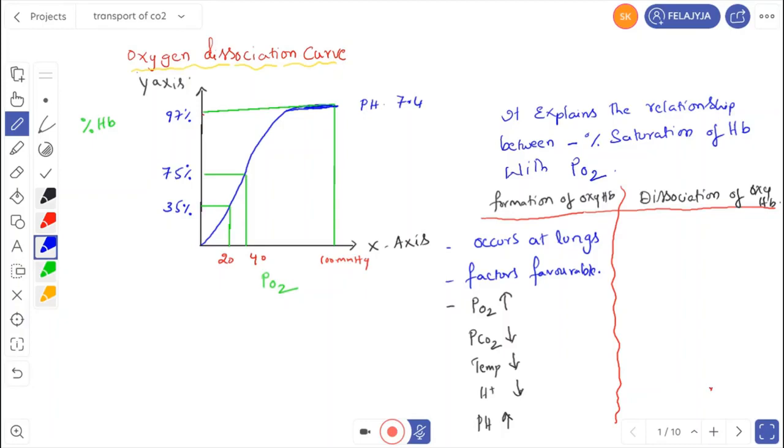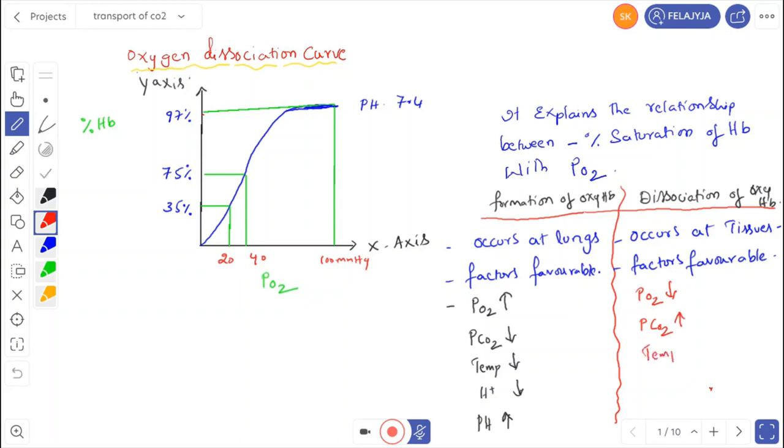Then what are the factors associated with the dissociation? Dissociation of oxyhemoglobin occurs at tissues. What are the factors favorable for dissociation? We have to write the opposite factors here. So PO2 will always be less at the tissues, then PCO2 should be more. Temperature should be more, H plus ion concentration should be more, then pH should be less. So these are the conditions.